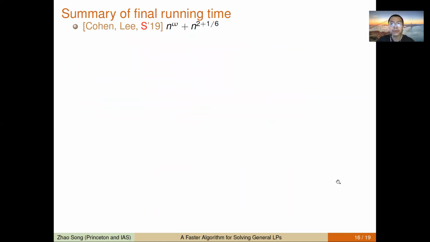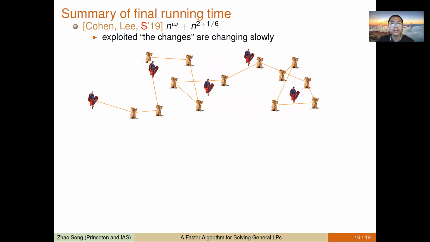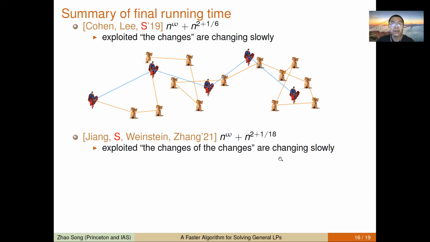Here is a comparison between two algorithms. In my work with Cohen and Lee, we get n^ω plus n^{2+1/6}. The major idea we use is that we explore that the changes are changing slowly in this algorithm. Therefore, when the dog moves, Superman needs to chase, because Superman needs to move very fast. Eventually, the total length of Superman moves is much more than the total length of dog moves. In this new work, with Shunhua, Binghui, and Hengjie, we can improve this 1/6 to 1/18. We basically pull the changes, all the changes are changing very slowly.